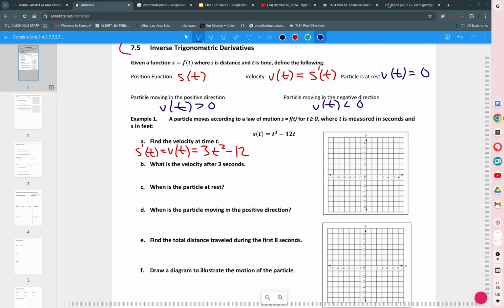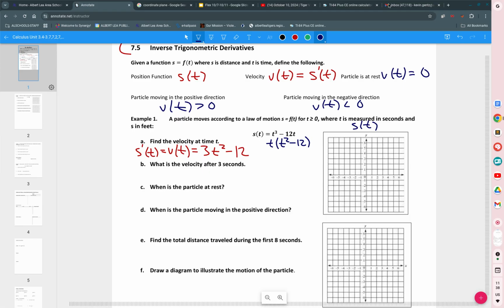Okay. And you're seeing this right now. We see this actually 2 more times throughout the year. So this will be a fundamental building block that we build upon. I'm going to first graph this function s of t, and I know it is a cubic. What shape does a cubic make? Yep. I'm going to find out where it crosses the x-axis. I'm going to do that by factoring out a t.